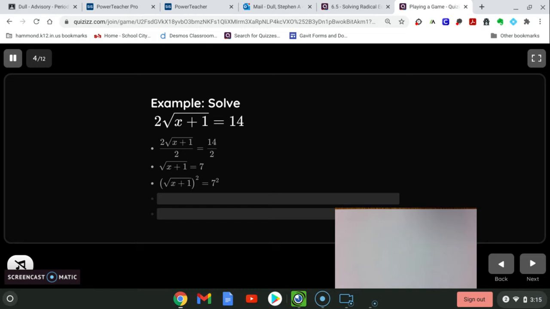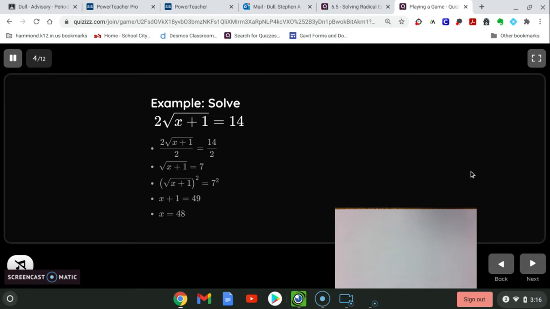So on the left-hand side, the squaring and the square root undo each other, and I'm going to be left with just x plus 1, the radicand. And square the right side as well. So 7 squared, that's going to give me 49. So x plus 1 equals 49. And from here, it's a pretty straightforward one-step equation. So we're going to subtract 1 from both sides, and x equals 48.